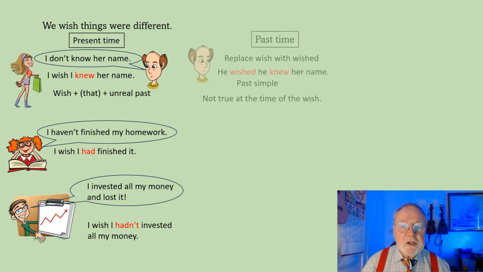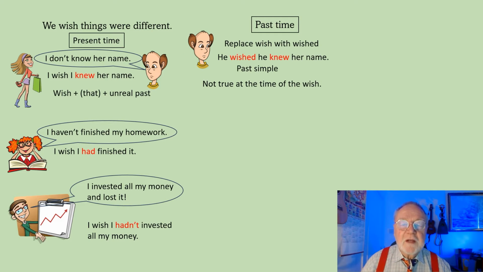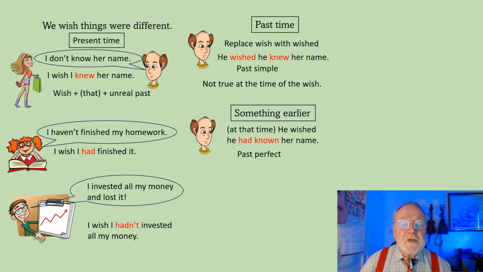We can talk about wishing in past time, and we replace wish with wished. He wished he knew her name, which is a past simple, but knew doesn't change. It still stays as an unreal past. And this is for something which wasn't true at the time of the wish. Something earlier or further back in the past can be expressed like this. He wished at that particular time he had known her name, and here we use a past perfect.